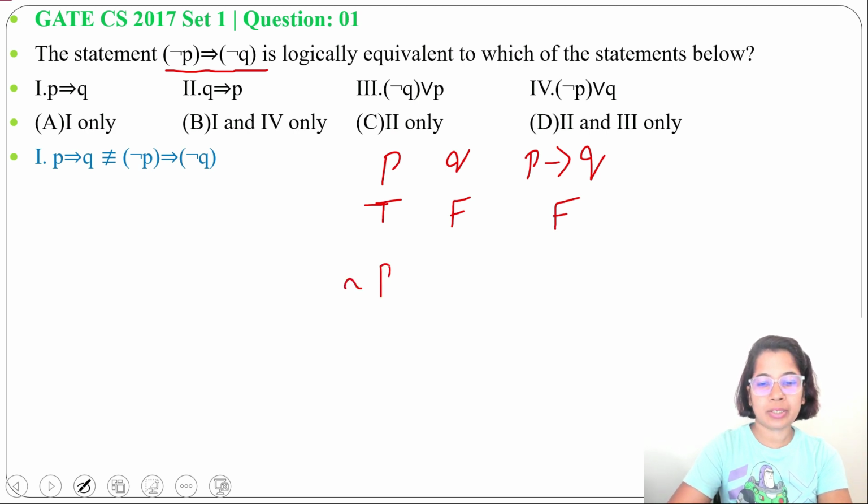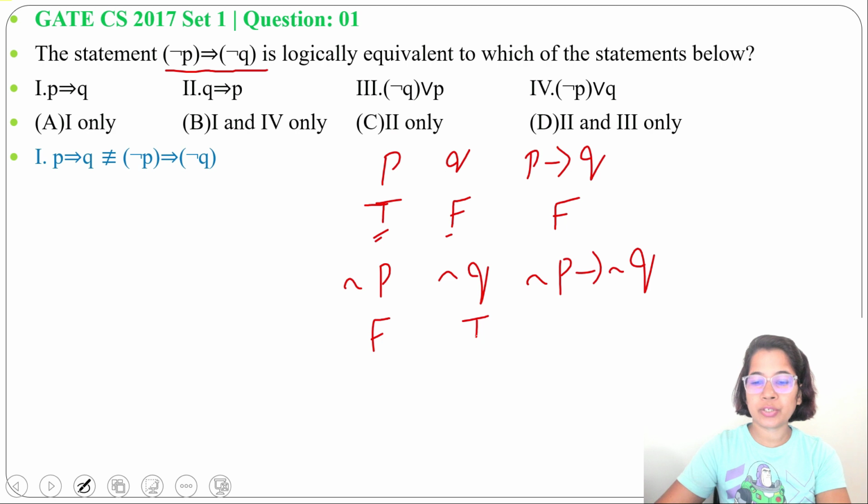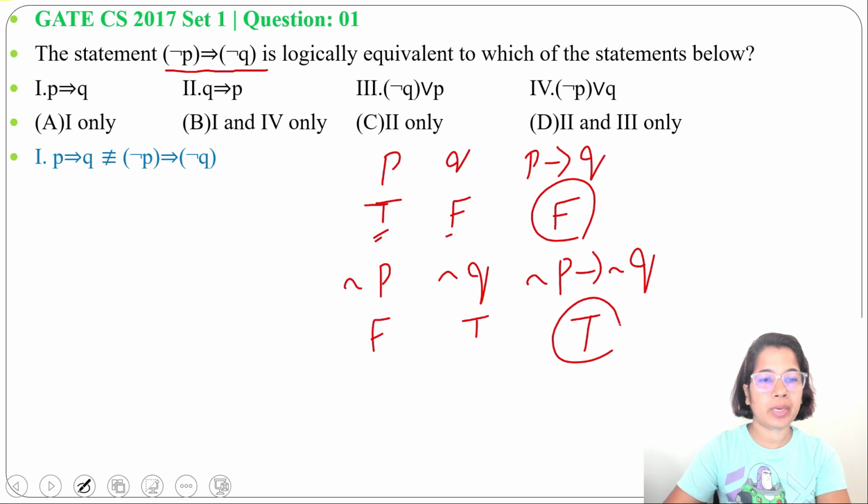Now take negation P, negation Q, and negation P implies negation Q. Now negation P will be false as this was true. Now false negation will be true. False implies true, it will be true. As the truth value is changing, both are not logically equivalent.